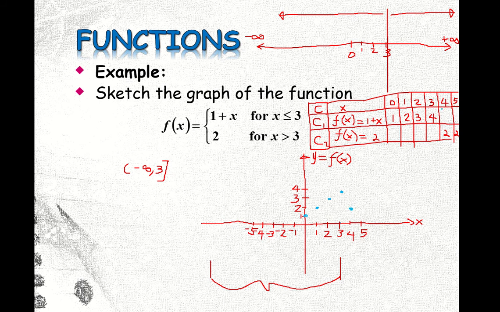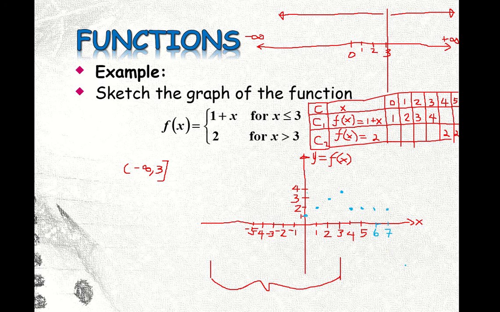When x equals 5, that is still 2. If you continue, when x equals 6, that is still 2, because 6 is greater than 3. When x equals 7, we still have f of x equal to 2, and so on and so forth.